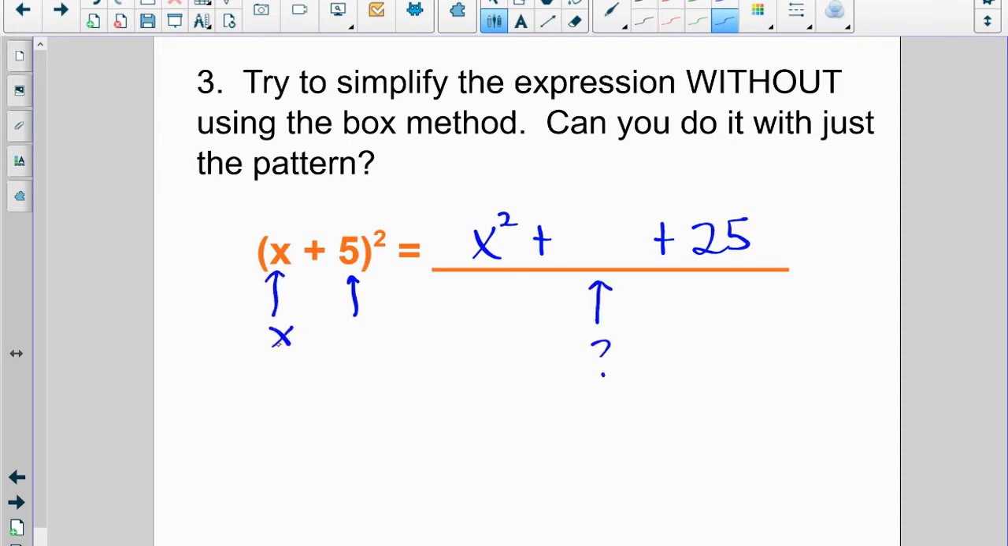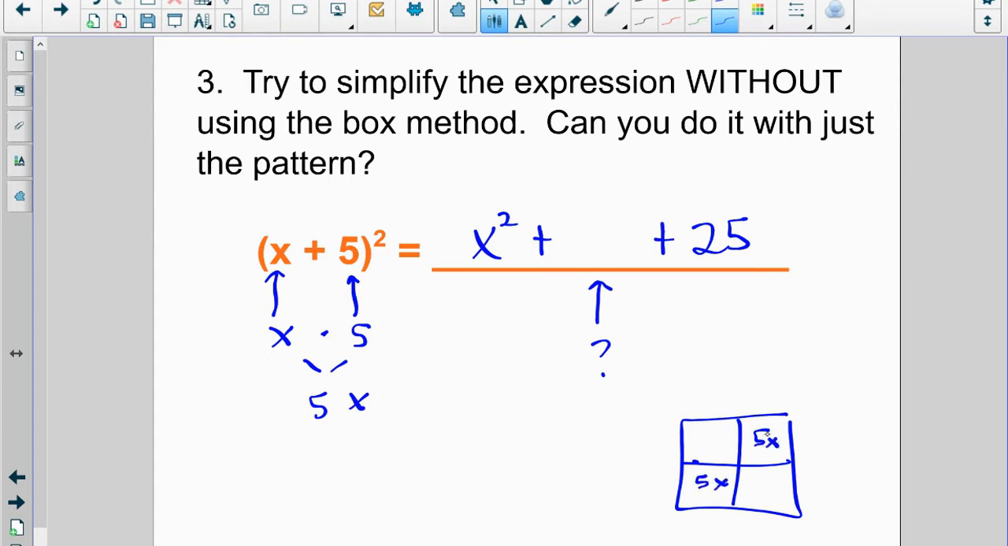Remember, if we take these two terms, x and 5, and multiply them together, that's going to give me 5x. That's what would be in each of the like terms boxes. So if I were to have my area model here, 5x would be in each box. And since I'd have two of them, I could take 2 times 5x, which would give me 10x there. So x plus 5 times x plus 5 is x squared plus 10x plus 25.